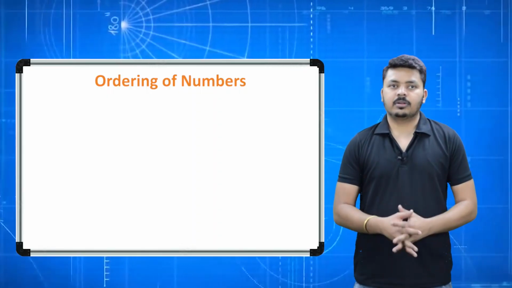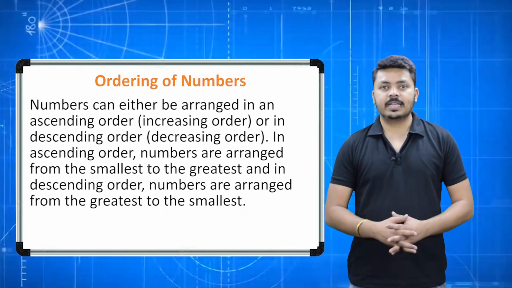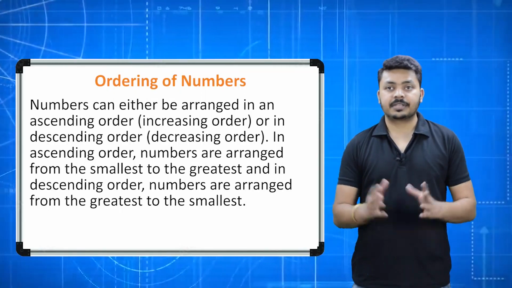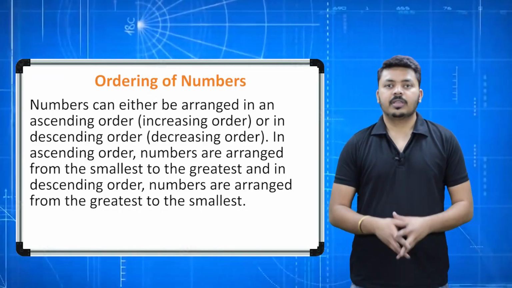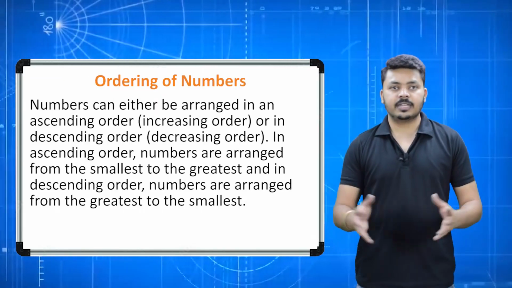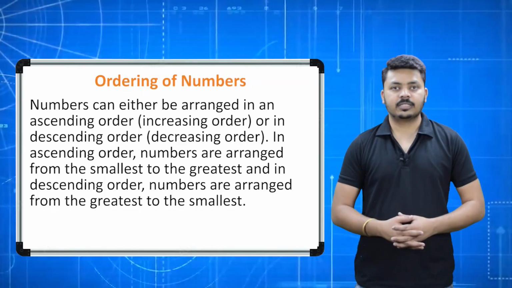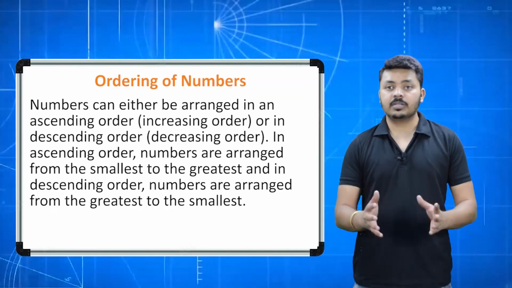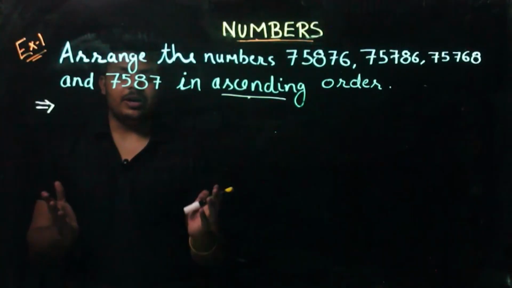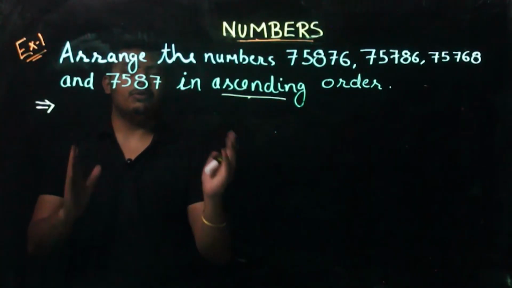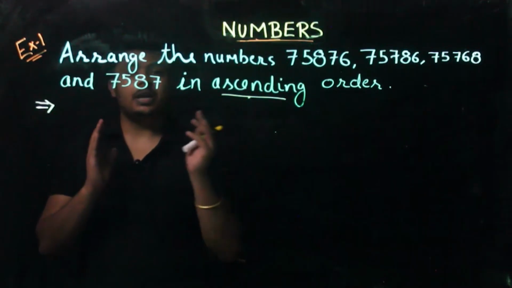Ordering of numbers. Numbers can either be arranged in an ascending order, that is increasing order, or in descending order, that is decreasing order. In ascending order, numbers are arranged from the smallest to the greatest, and in descending order, numbers are arranged from the greatest to the smallest. So students, we have learned what is an ascending order. Now we will arrange all the 4 numbers in ascending order.